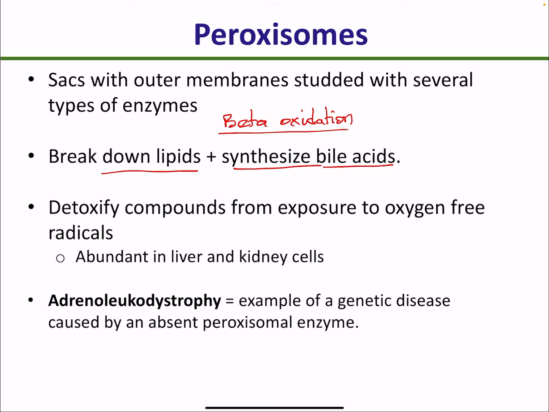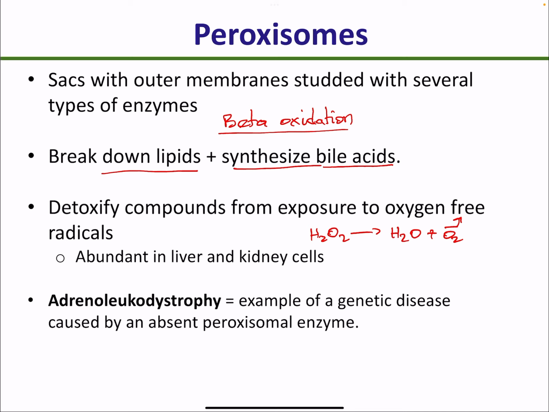Now, we do have peroxidases, whose job is going to be to convert hydrogen peroxide into water and oxygen gas. Okay, peroxisomes are the ones that do this job. Peroxisomes are going to be abundant in the liver and in the kidney.